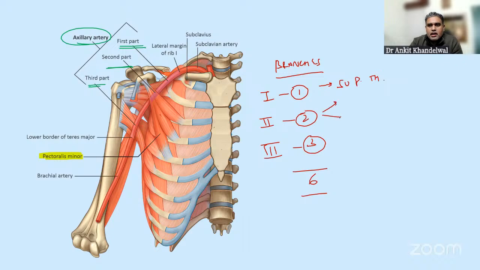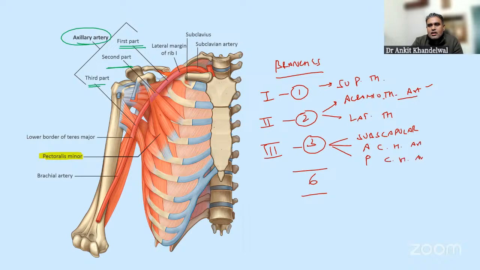In the second part, we have two branches. One is the acromiothoracic artery. I'm sure this name might have rung some bells in your mind, the same artery that was piercing the clavipectoral fascia. And the other branch is the lateral thoracic artery. The third part has three branches. One is the subscapular artery, and the other two are the anterior and the posterior circumflex humeral arteries. Don't worry, you'll see them in another image.